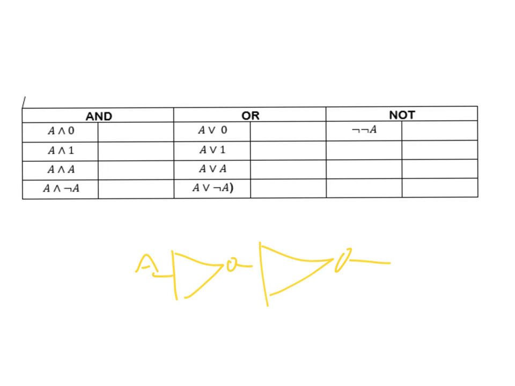And these rules can be very handy, as you will soon see, for simplifying Boolean circuits. So we've learned about the rules of AND gates and the rules of OR gates and the rules of NOT gates.